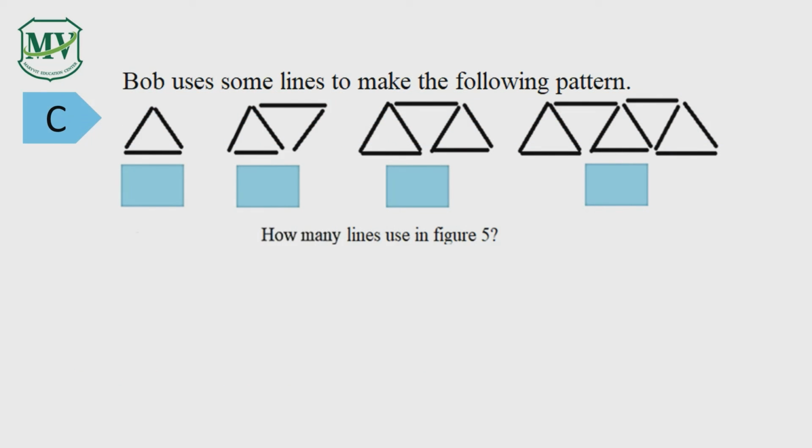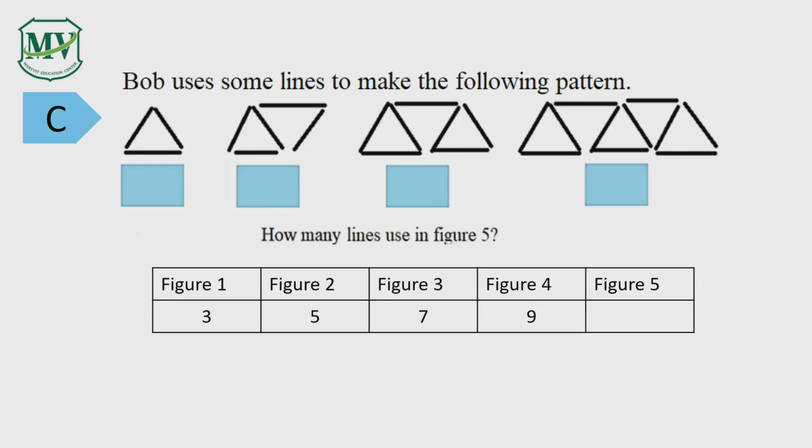Bob uses some lines to make the following pattern. Question: how many lines are used in figure 5? Before we look for figure 5, we are going to examine first how the pattern works. First, figure 1, he used 3 lines. In figure 2, he used 5 lines. In figure 3, he used 7 lines. In figure 4, he used 9 lines. What is figure 5?